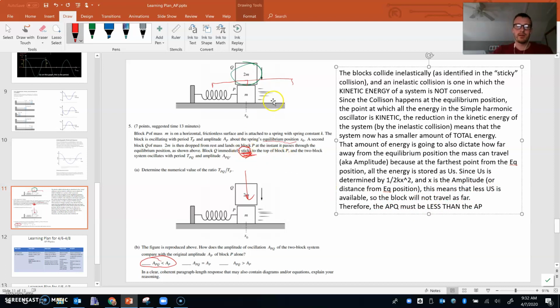So to recap this problem, at the beginning, we just used the period equation that's right off the equation sheet. That's worth 1 point, and this is actually worth 6 points, this paragraph length response, and that's why you want to make sure you go back and read it and make sure that your answer is really solid. Here we saw the idea of an inelastic collision and how that comes into play. We saw the conservation of energy, and that helped us with our explanation. And we also saw simple harmonic motion.